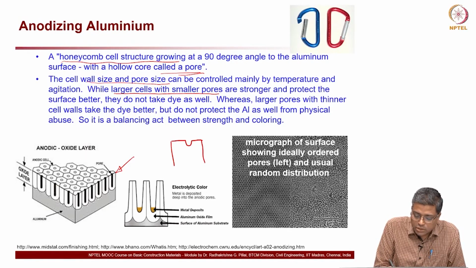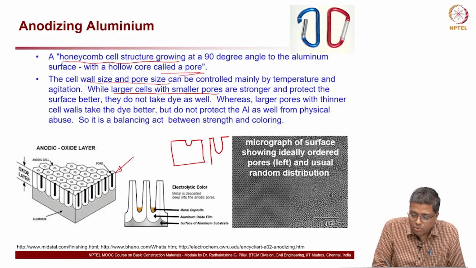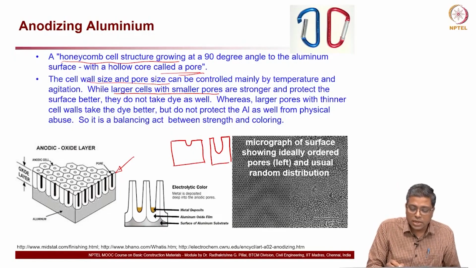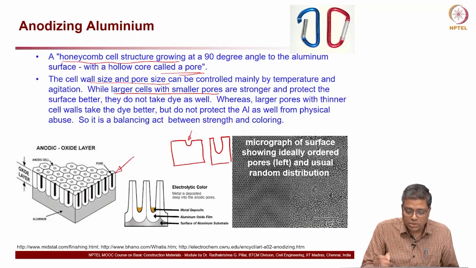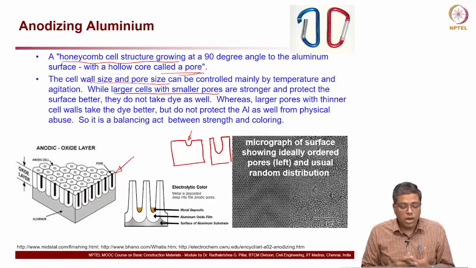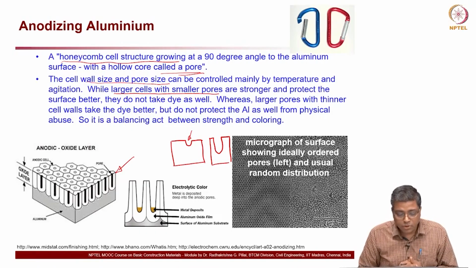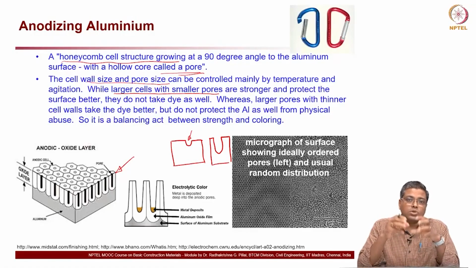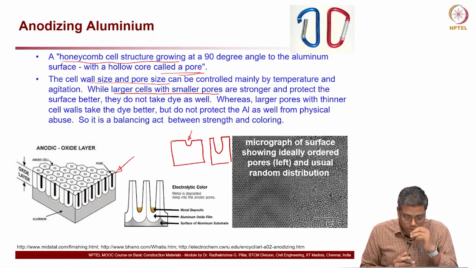This is one case, assume, okay, and another case is small pore but large pore volume, okay. So these are the two cases we are talking. Large cells with small pores, that is this case here, are stronger and protect the surface better, okay, but they don't take the dye as well, means there is no space for the dye to be occupied.